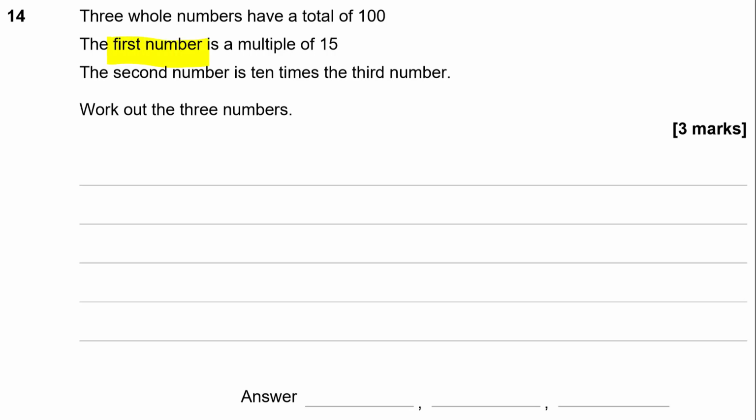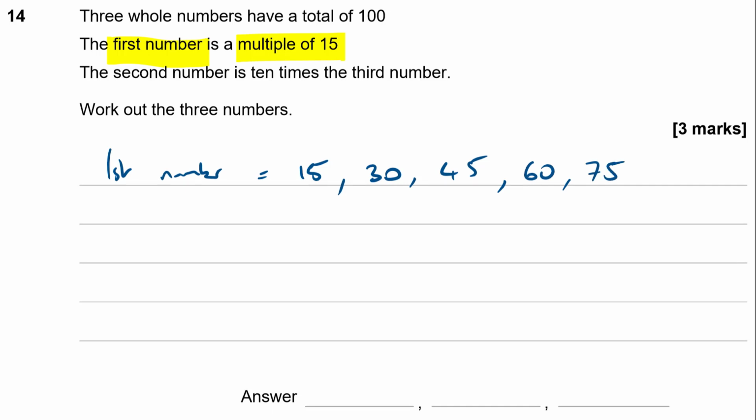So the first number is a multiple of 15. So the first number, well, it could be 15, or it could be 30, or it could be 45, or it could be 60, or it could be 75, or it could be 90, couldn't it? So either one of those.